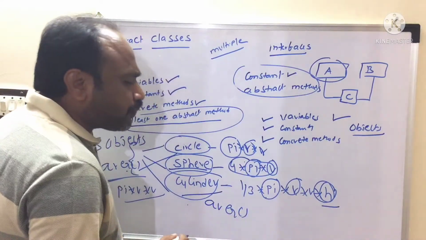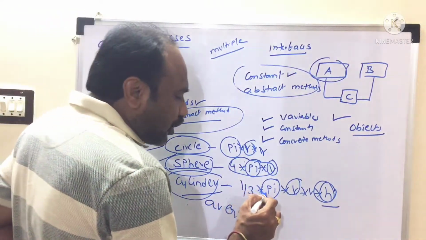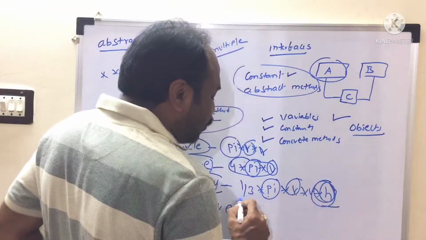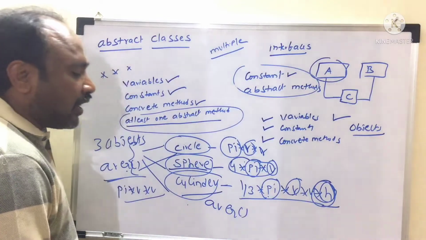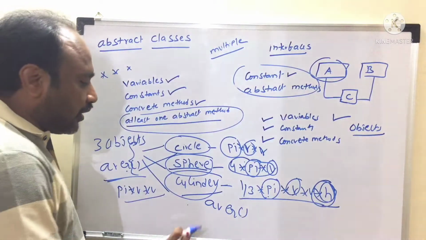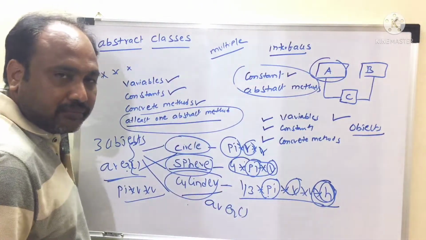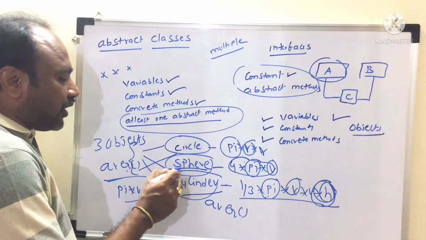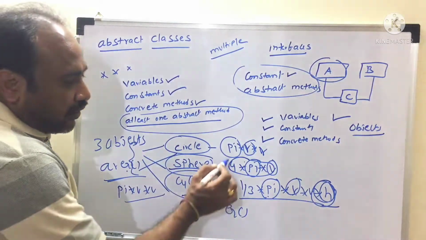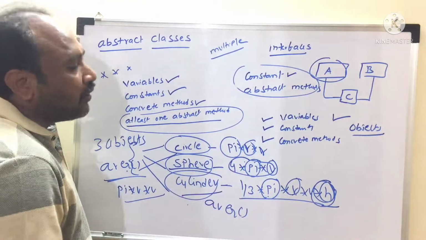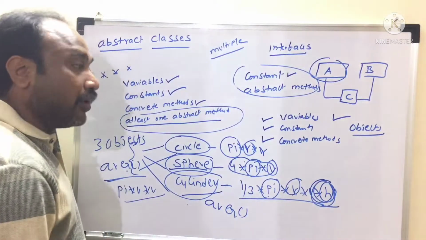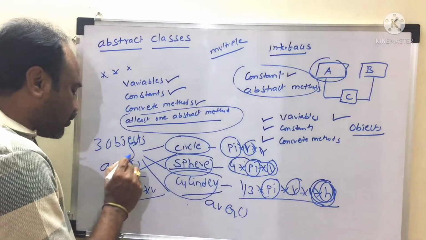Here also it has to use the pi value, r value and h value. Using this formula, it has to calculate the area of a cylinder. Okay, see, three objects, circle, sphere, cylinder, require the pi value and r value. But the cylinder will require one more extra value, that is the h value. And all these objects have to use a common method.